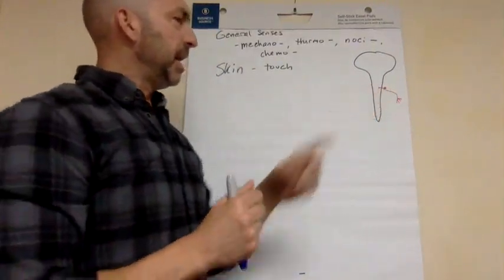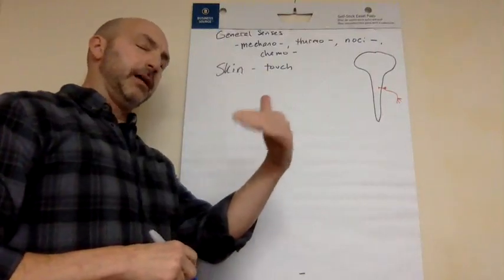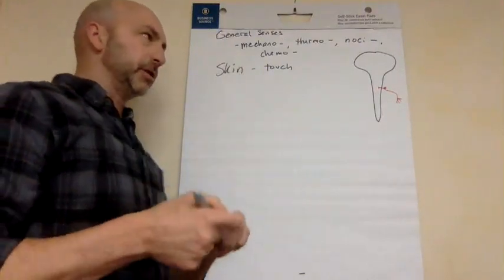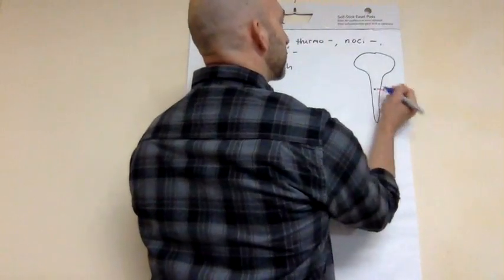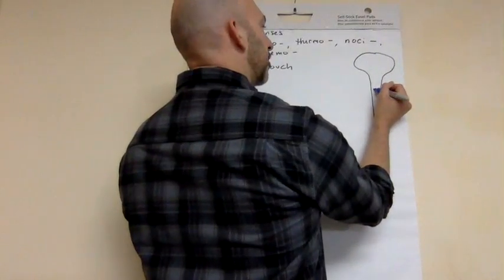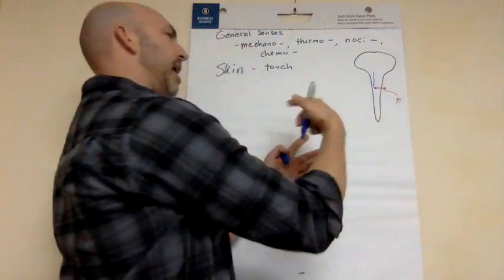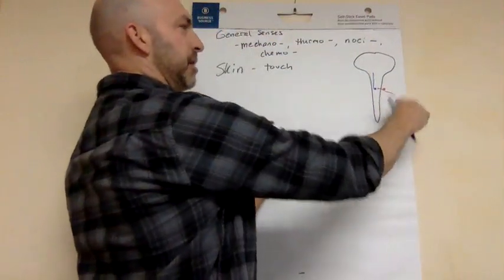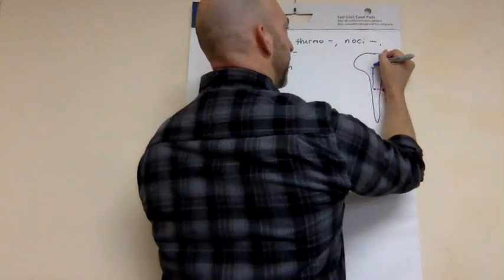Going to come in and synapse on a secondary cell, and the axon of that cell is going to cross over to the other side, right? So it's going to synapse on a second cell. Hopefully you can see that blue. It's going to cross over, and it's going to run up the spinal cord on the opposite side from the side it came in on, and it's actually going to come up into the thalamus.